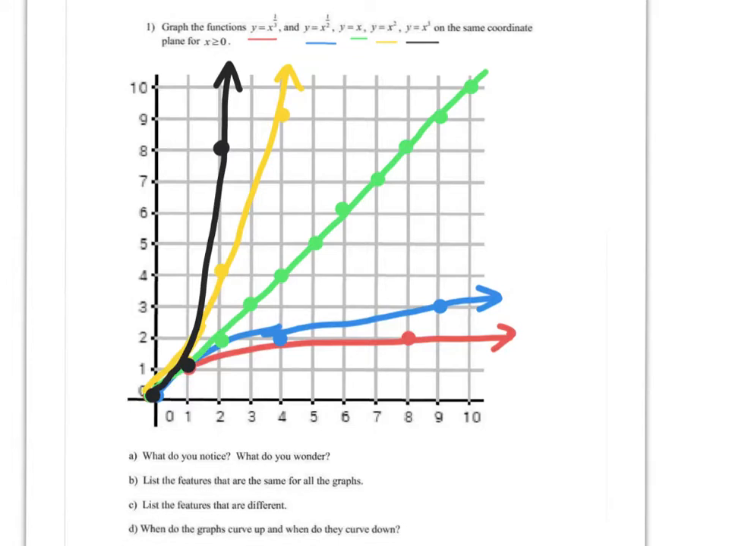Let's go to B. What features are the same for all graphs? We'll pause the video here and give you 1 minute to write down everything that you see is the same. Okay, did you say they all go through the points (0, 0) and (1, 1)? They're all increasing.